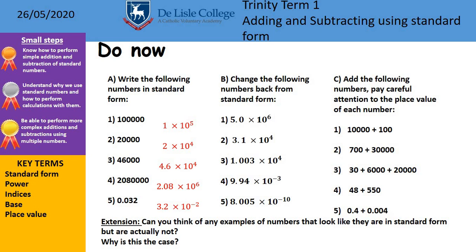Part B, converting back the other way. Just be careful when you count the number of zeros in question 5. And in part C, hopefully nobody tripped themselves up with this. It's fairly straightforward. The only one that really causes any issue is actually number 4, because the 4 and the 5 in the tens column both need to be added together. And it's this ability to line up the numbers that we're going to be using later in the lesson.